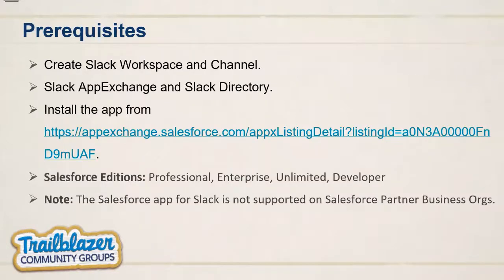These are the prerequisites. First of all, we need to create a Slack account, then create a workspace on that, and create channels based on our team or members. The second is we need the Slack AppExchange product and the Slack directory. By the AppExchange product we can connect to Slack, but for the Slack directory we have to install the application in Slack. Like in Salesforce we have AppExchange, in Slack they have apps, and from that we have to enable the Slack directory.